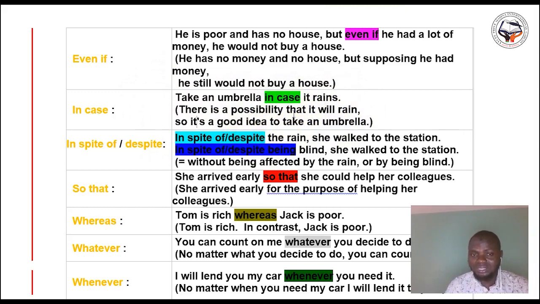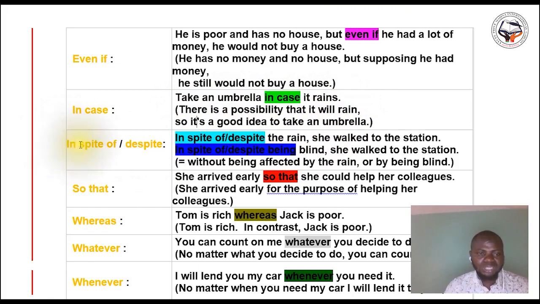If you don't take it, you will be wet by the rain. There is a possibility that it will rain, so you have to take the umbrella. So it's a good idea to take an umbrella. Take an umbrella in case it rains.